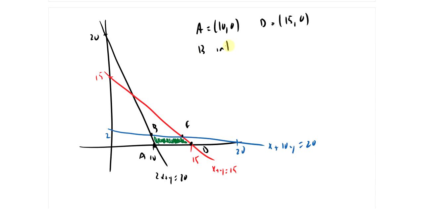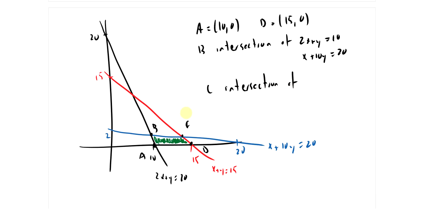B is the intersection of the blue line and the black line, right? 2x plus y equals 10, and x plus 10y equals 20. And C is the intersection of the red line and the blue line, and that's going to be x plus 10y equals 20 and x plus y equals 15. So we need to solve these equations for x and y to get the coordinates of B. We need to solve these equations for x and y to get the coordinates of the corner point C.